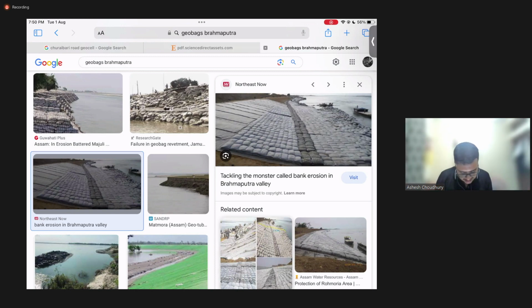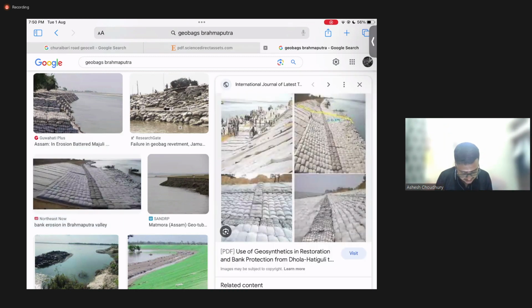This base layer is nothing but a geotextile layer which acts as a filter material. It does not allow the soil to pass, but it allows the water to pass through it. So the base geotextile layer is acting as a filter layer. You have a geotextile layer at the bottom, and above that these geobags are placed. This arrangement prevents the erosion of the river banks.